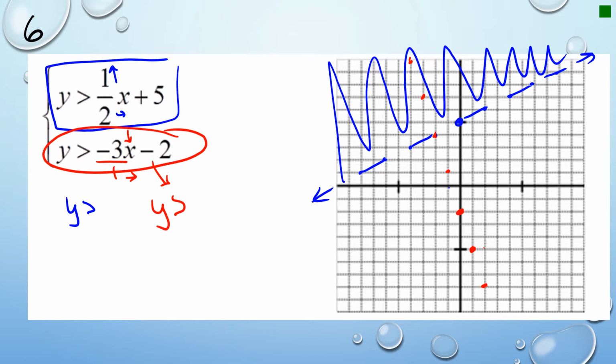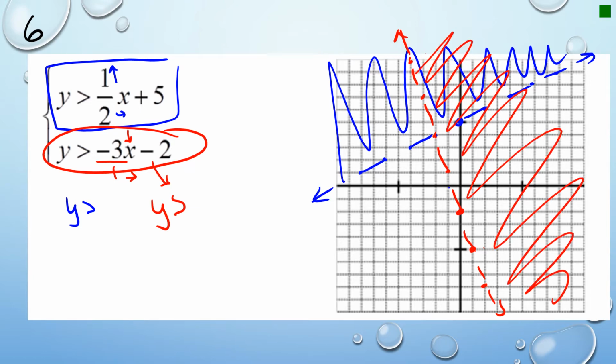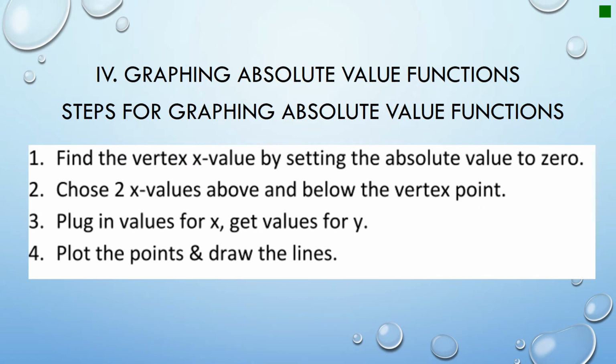This is y is greater than. There's no equal to line, so it is also dotted, and greater than is above. Where do they intersect? This region all in here. None of the points on either the blue line or the red line will be solutions because they are both dotted.